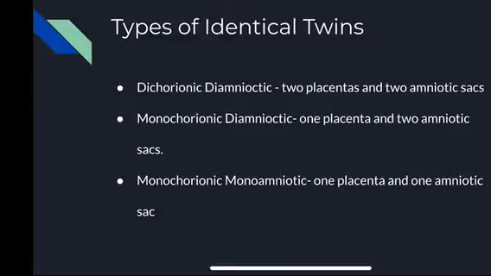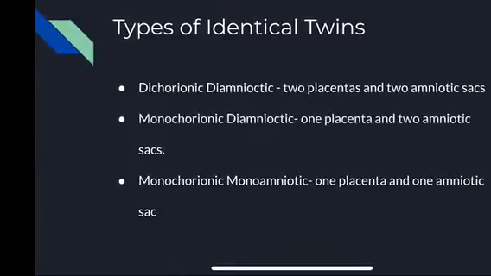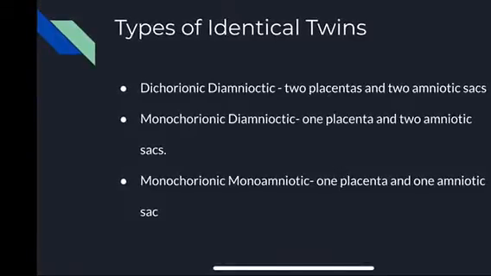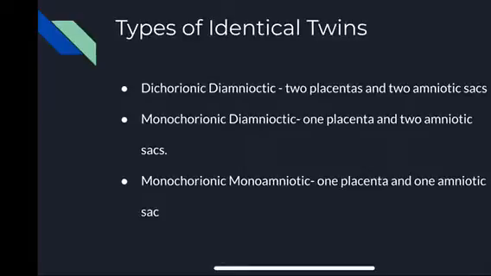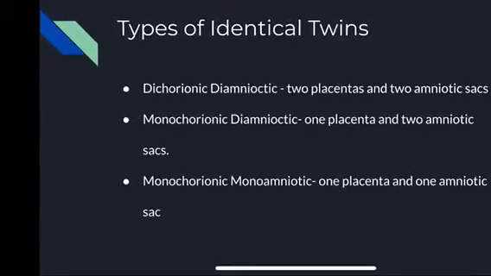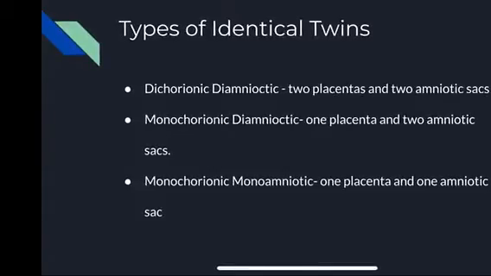There are 3 types of identical twins, and their names give you a clue to each type. First is dichorionic diamniotic twins. In each word you noticed di, which means 2. The word chorionic is relating to the placenta and amniotic is relating to the amniotic sacs. So these twins have 2 placentas and 2 amniotic sacs.